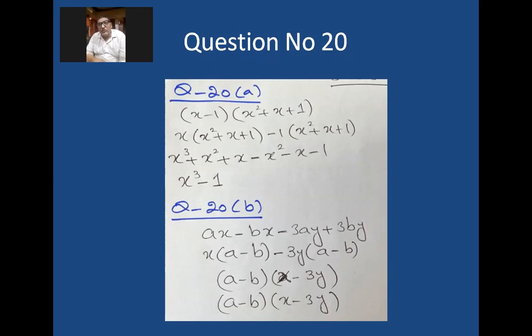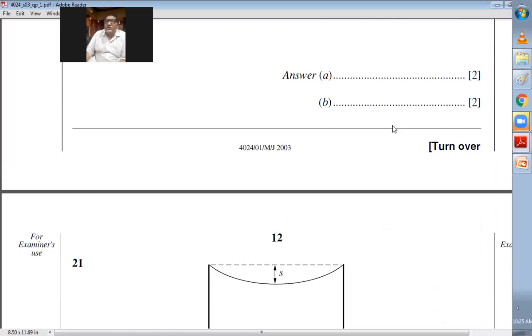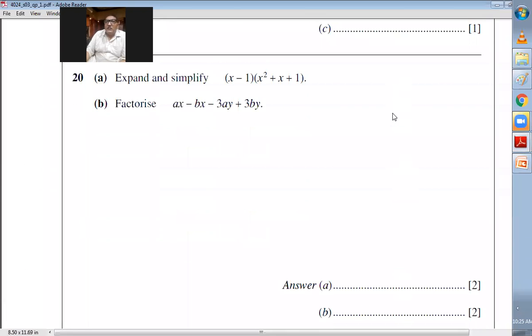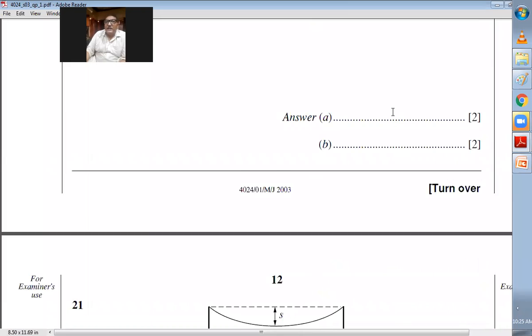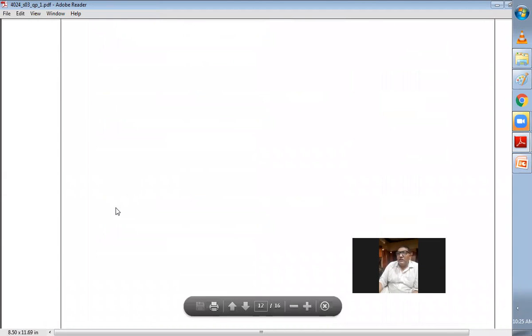So this was question number 20, A and B part. Hopefully it's clear to you. Okay, so let's move to the next question. That was question number 20, 2 marks each part. Now we are in the next question, 1 mark and 3 marks.